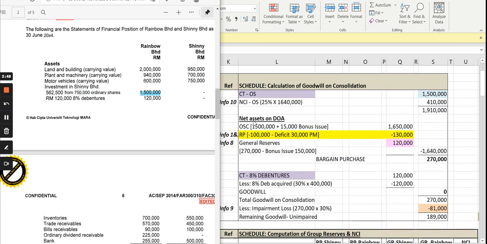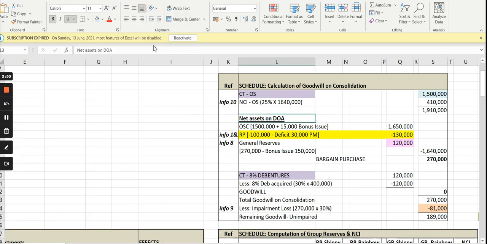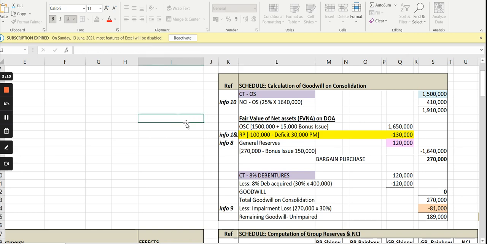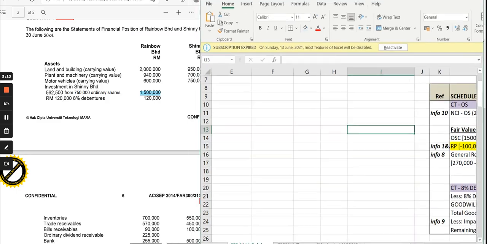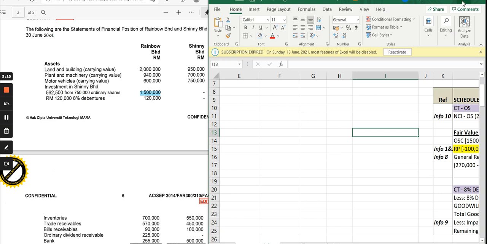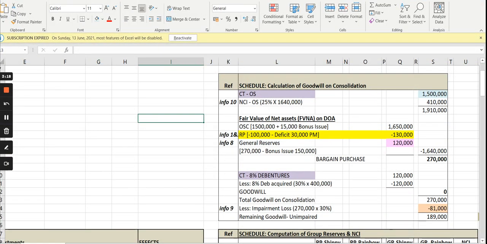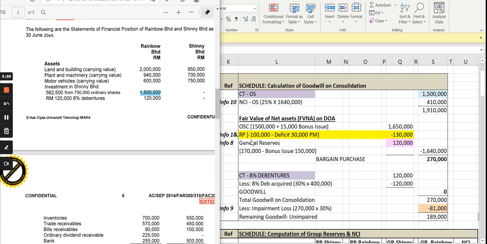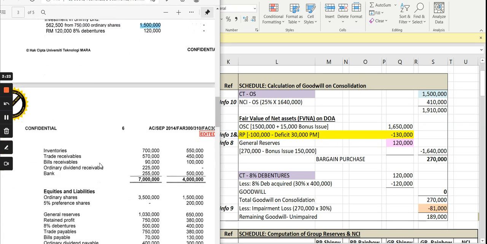Next is to find out the fair value of net asset on the date of acquisition, which in short is FVNA. To do that, you will be taking the fair value of net asset information on the date of acquisition.